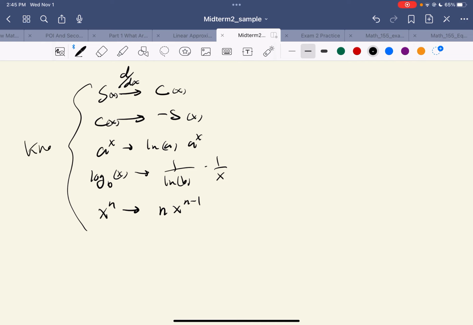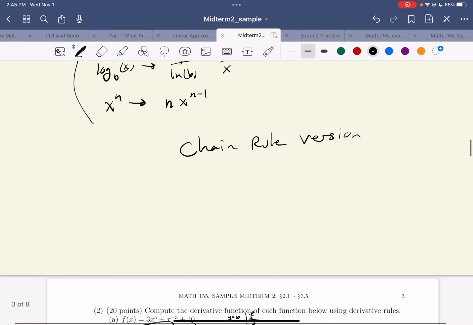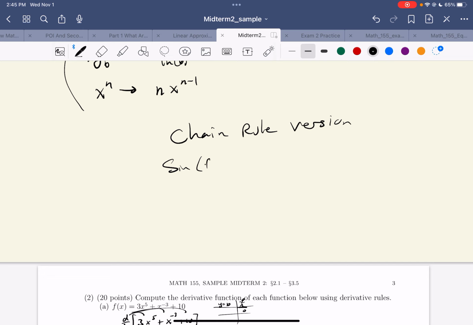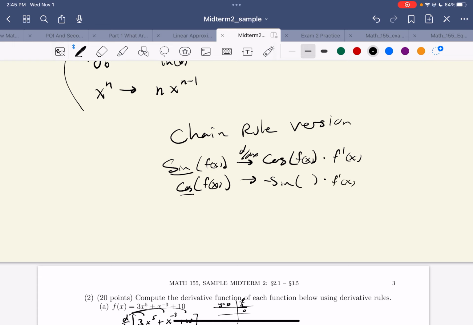Just know these. And I could put all of this in a chain rule version. So what happens if I take my sine function and put a function inside of there, and then I want to take a derivative? Well, the derivative of sine is cosine. I leave the inside alone, and I multiply by the derivative of the inside. That's the chain rule. What happens if I do cosine? Derivative of cosine is minus sine, leave the inside alone, times the derivative of the inside. So this is f of x.